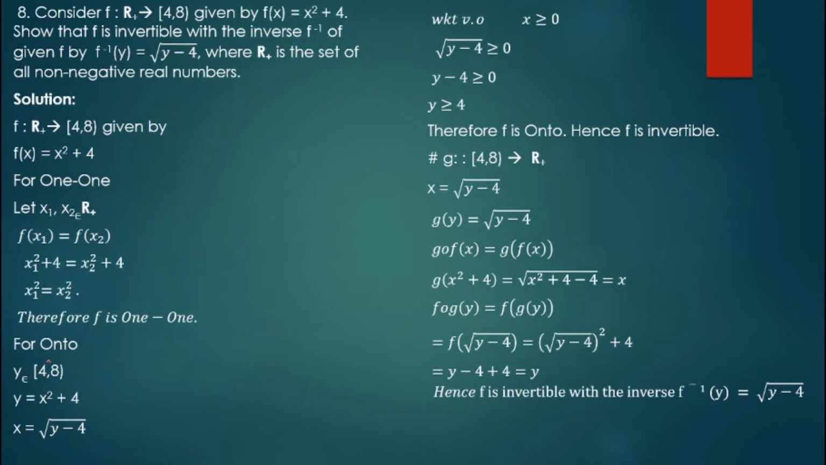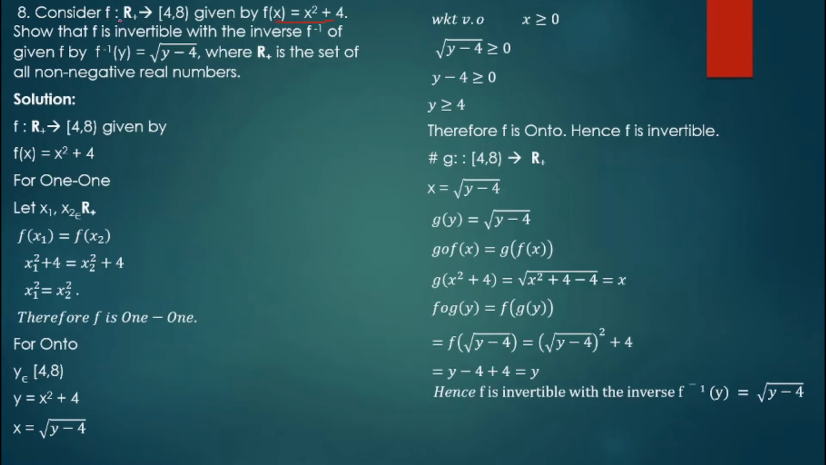Let's begin with another video of class 12 mathematics, chapter 1, relations and functions, exercise 1.3, 8th question. Consider f from R+ to [4, ∞) given by f(x) = x² + 4. Show that f is invertible with the inverse of f given by f⁻¹(y) = √(y − 4), where R+ is the set of all non-negative real numbers. So first we'll go for the question.